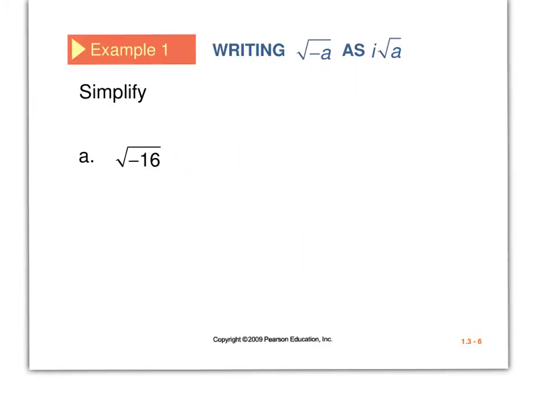Now we'll go through a couple examples. To simplify the square root of -16, I will first take care of the negative part by taking out an i. And after having done that, I'll take care of the square root part if I can, simplify it, and I can simplify the square root of 16 into 4. So my final answer becomes 4i.